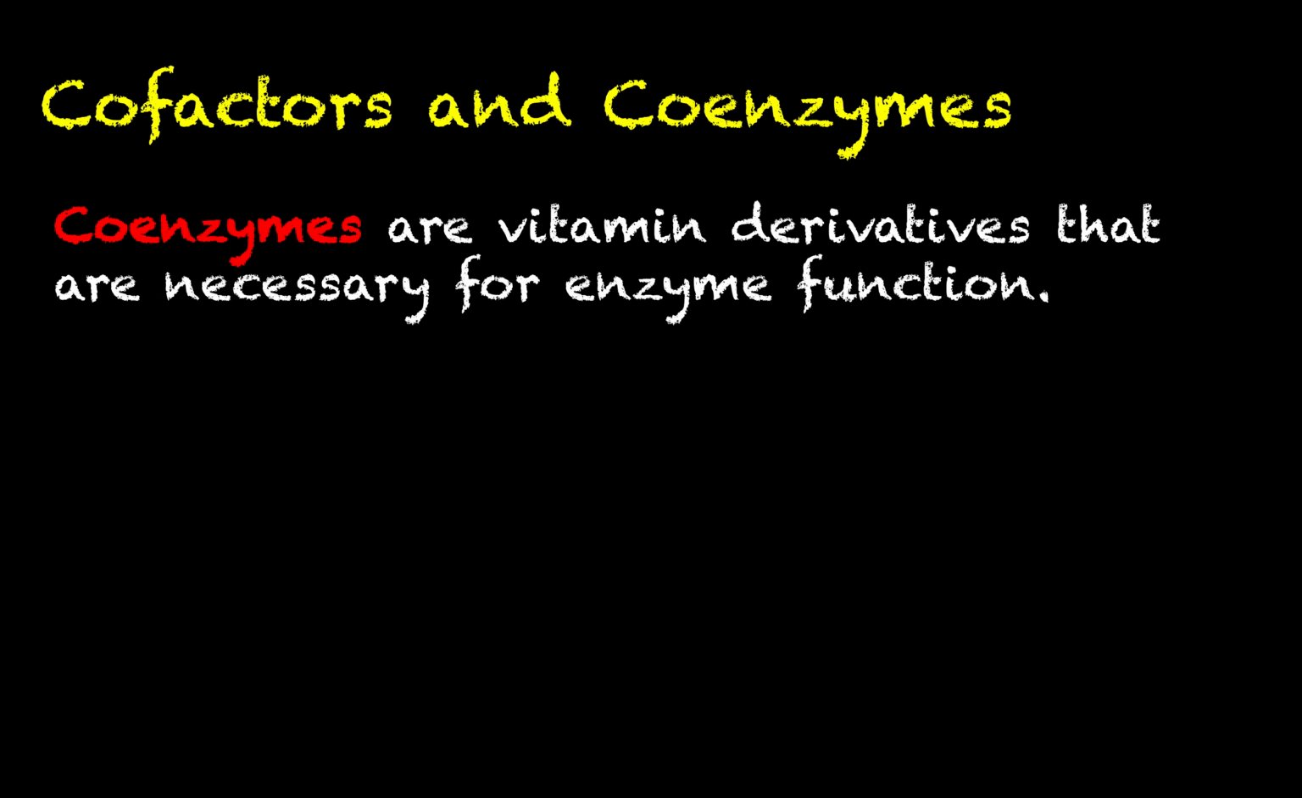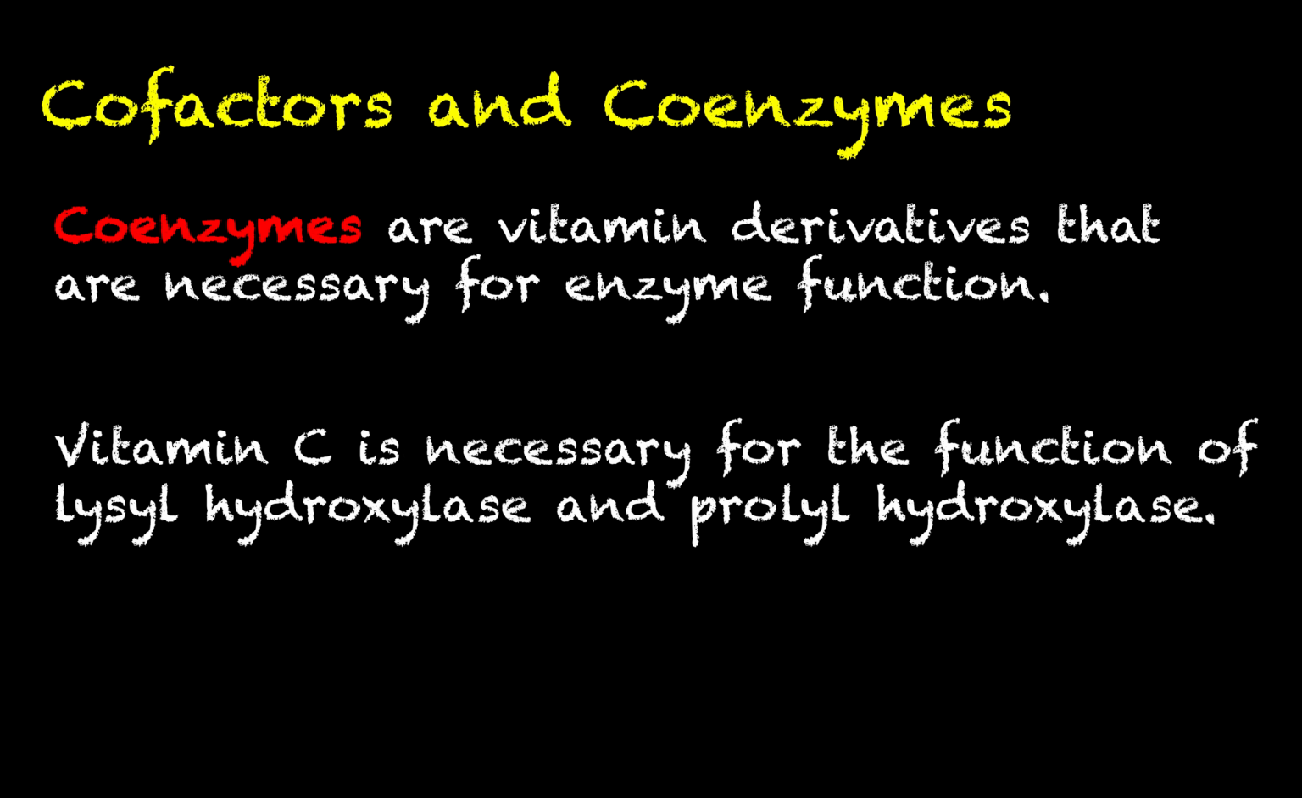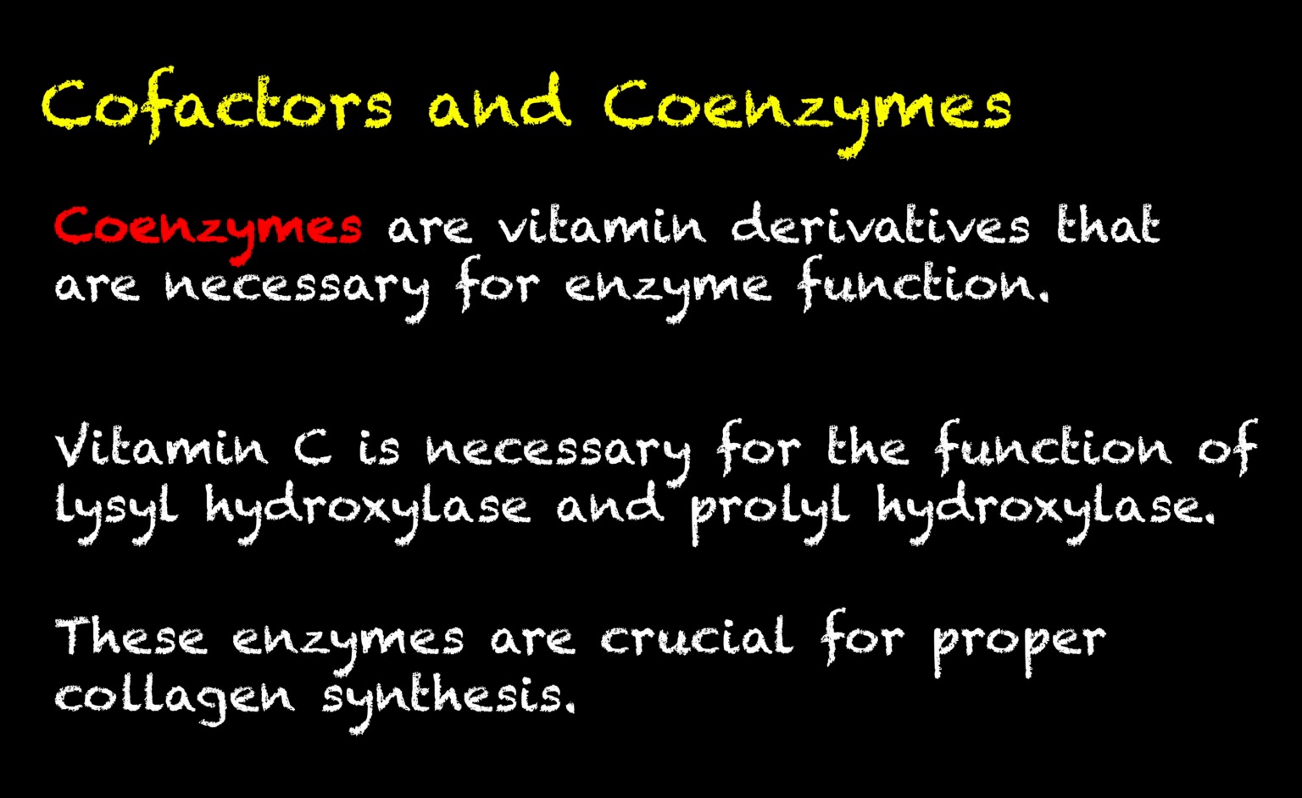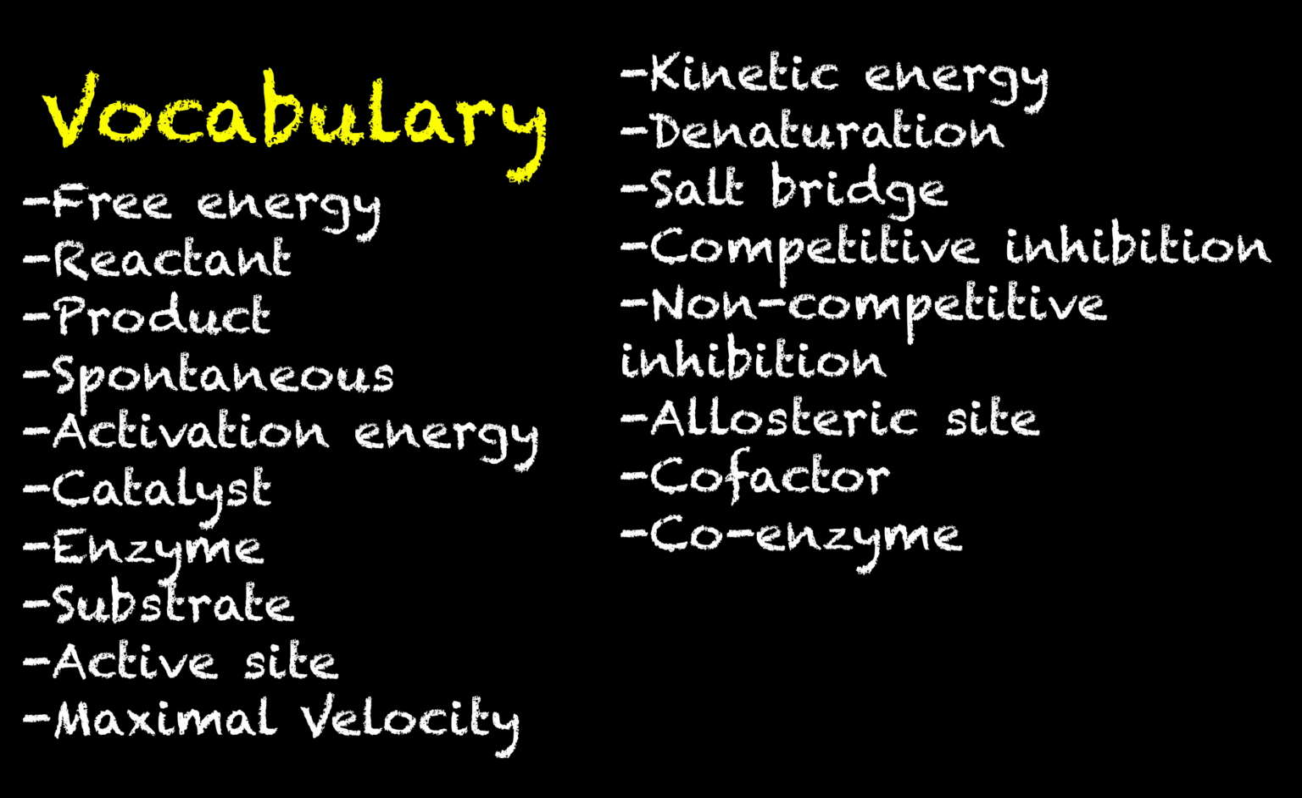Coenzymes, on the other hand, are vitamin derivatives that are necessary for enzyme function as well. We won't get too far into this, but we actually did mention a coenzyme before, vitamin C, which is necessary for the function of two different enzymes called lysyl hydroxylase and prolyl hydroxylase, which are both integral for proper collagen synthesis. And we saw before that when a person does not get enough vitamin C, collagen synthesis starts to suffer and they run the risk of developing scurvy.